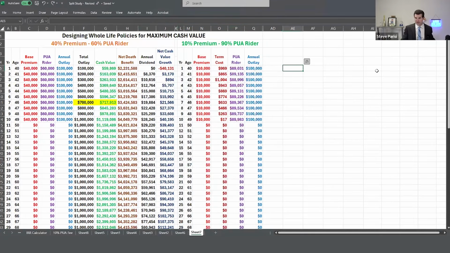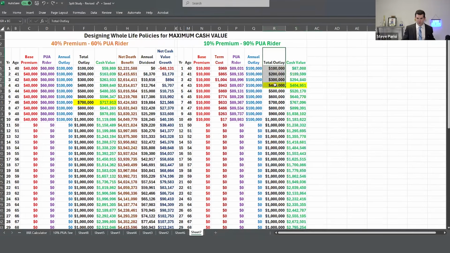Looking at the 10/90, here we go. Base premium, term rider cost, PUA, add them all together. Total outlay of $100,000. By the fourth year, I've paid in $400. I have more than $400. I've got a term rider attached.